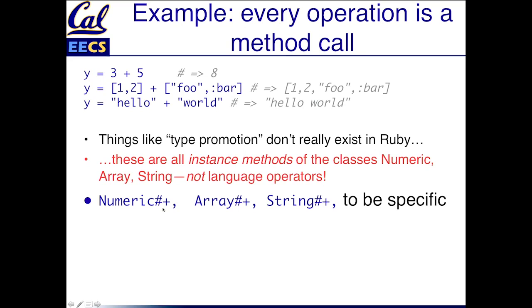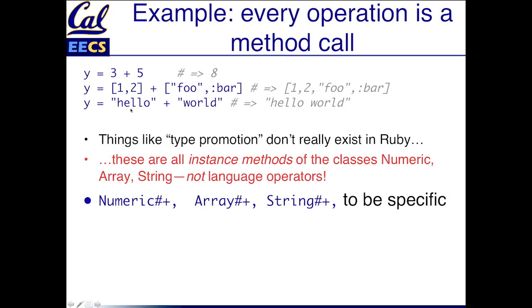But now that you understand that everything is an object and plus is just a method, it should be clear that what's going on here is these are 3 different methods. These 3 uses of plus are 3 different methods. One of them is the class Numeric's definition of plus, another one is the Array class's definition of plus, and another one is the String class's definition of plus. Now, how does Ruby know which one to use?